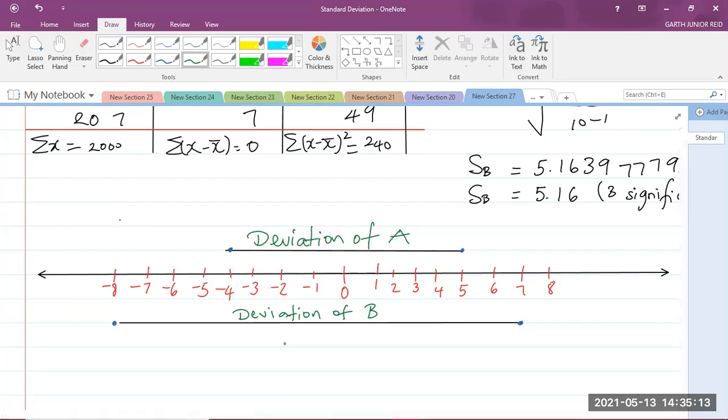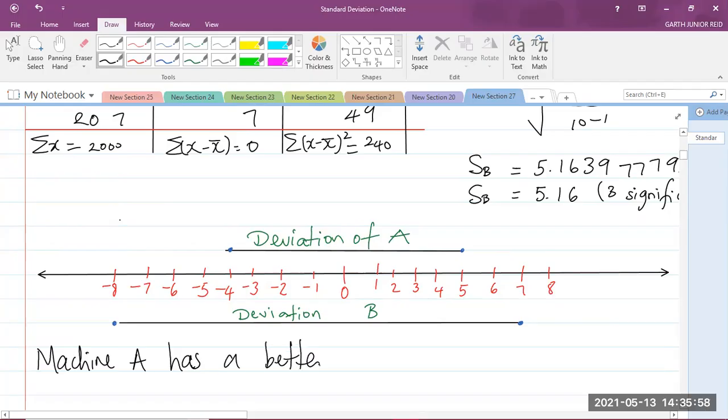Okay, now let us compare the deviations of machine A and machine B. Now, we can say that machine A has a better standard deviation because the deviation of machine A is less than the deviation of machine B. Whenever the deviation of one is less than the other, it can be said that that one is the better standard deviation. Now that is our final statement. Let's do that here in black. So machine A, this is my statement. Machine A has a better standard deviation.